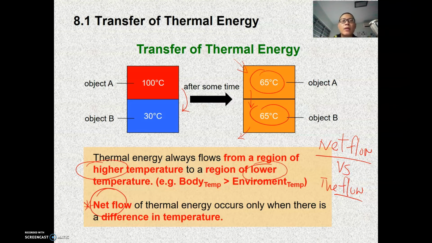So primarily for the whole process, you look at the three mechanisms: conduction, convection, and radiation, the heat transfer.